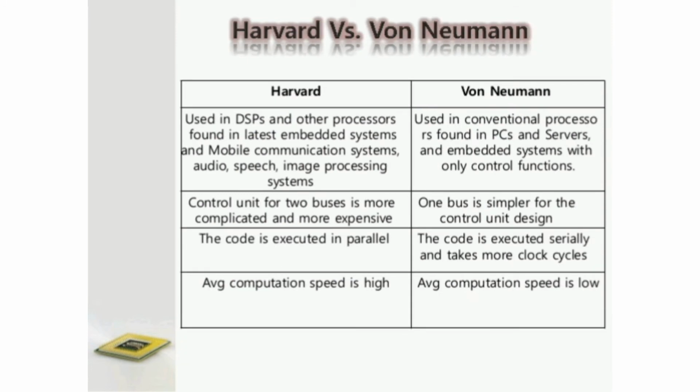Now we'll see the difference between Harvard and von Neumann architecture. In Harvard, the control unit for two buses is more complicated and expensive. In von Neumann, one bus makes the control unit design simpler. The code is executed in parallel in Harvard, and the code is executed serially and takes more clock cycles in von Neumann. Harvard average computation speed is high and in von Neumann average computation speed is low.